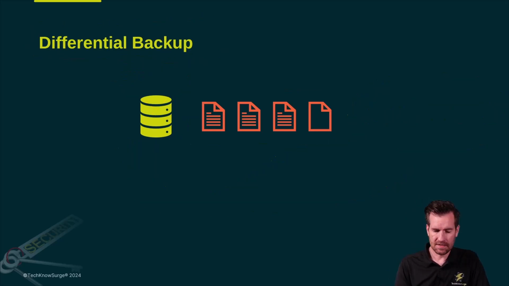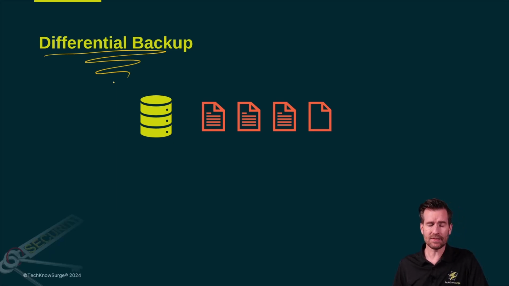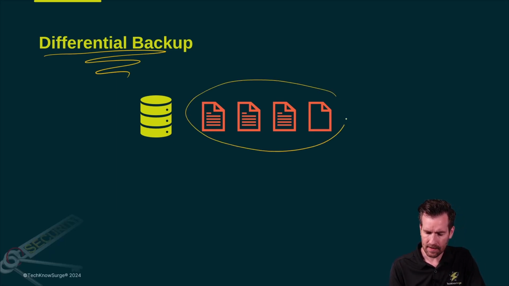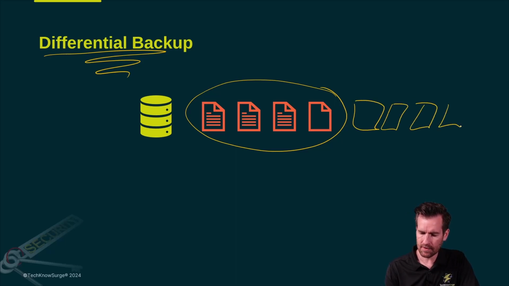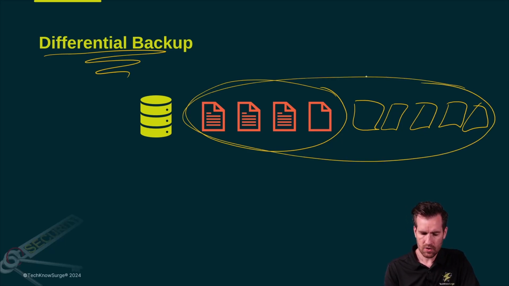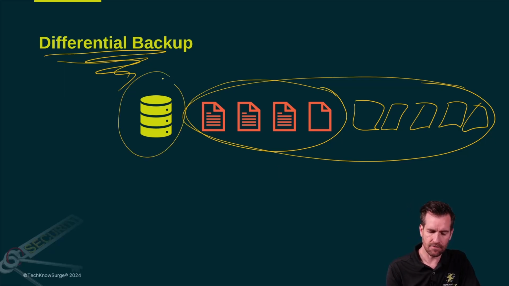Differential backups won't commit the changes after they are backed up. That is, they will take a copy of all of the changes, but then not roll them back into the database. And so what happens is new transaction logs are created after that, and the next differential backup takes all of those. So a differential backup takes all of the records since the last full backup.